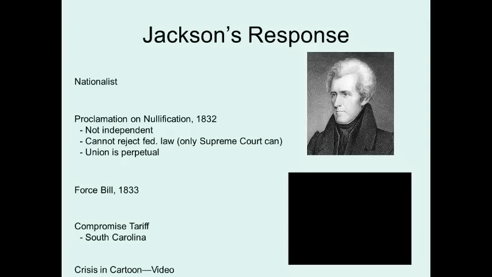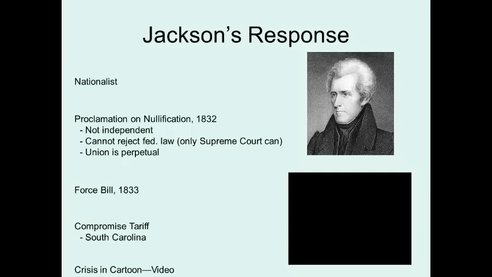So to show how serious he is about this, he also passed something called the Force Bill in March of 1833. The Force Bill gave the President the authority to use the Army and Navy to put down insurrection. And, by the way, in theory, this could also mean enforcing the tariff if some recalcitrant state isn't going to listen.